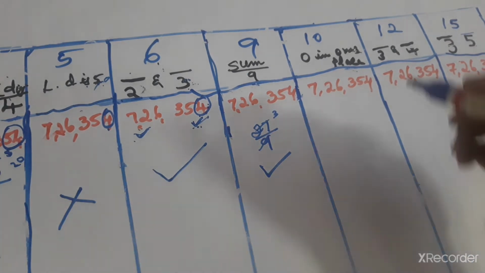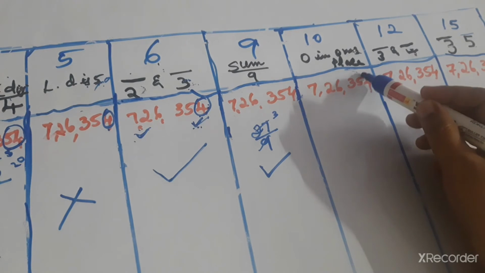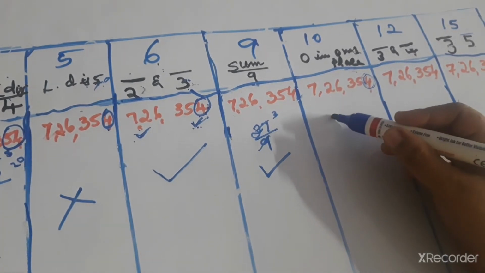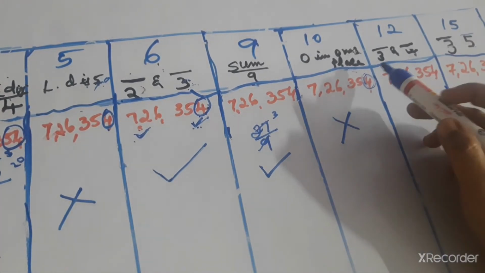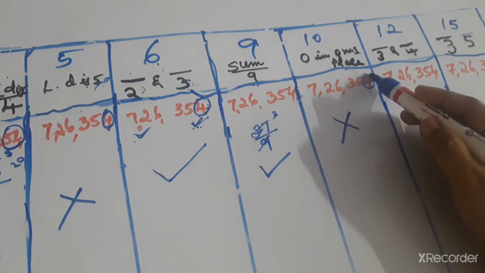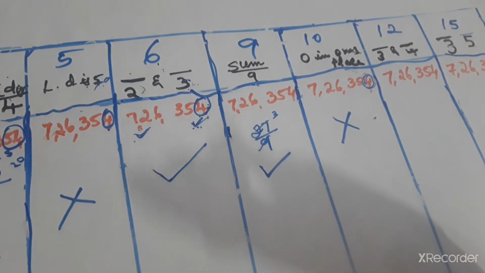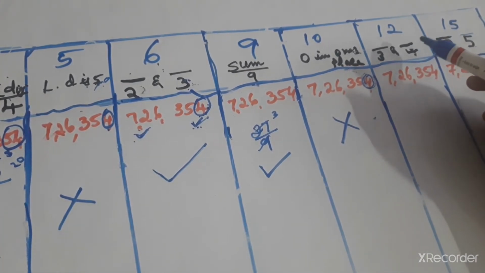4 and 5 is not divided. And for 10 we want 0 in the ones place. If 0 is in the ones place, then it will be divided. So it is not there, so no. 10 के लिए ones place पे always 0 रहना चाहिए, 0 नहीं है, so we can directly say no. 5 and 10 is very easy, just check the divisibility.